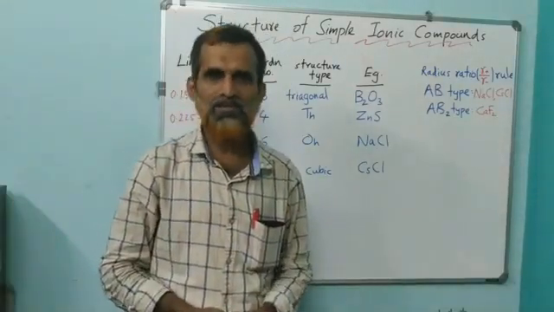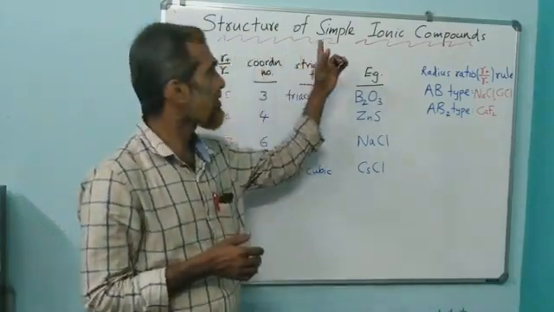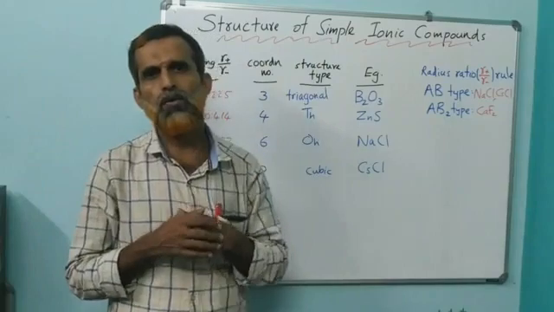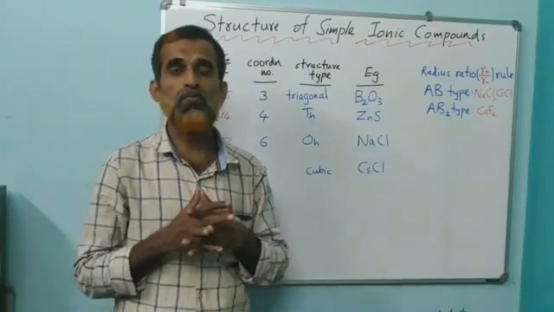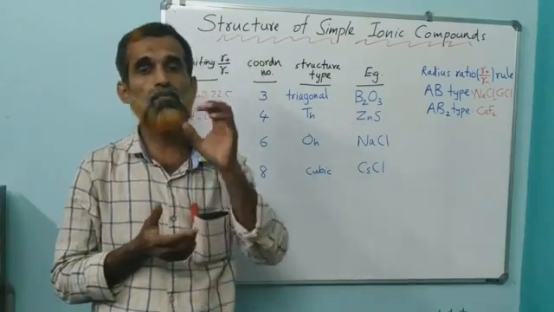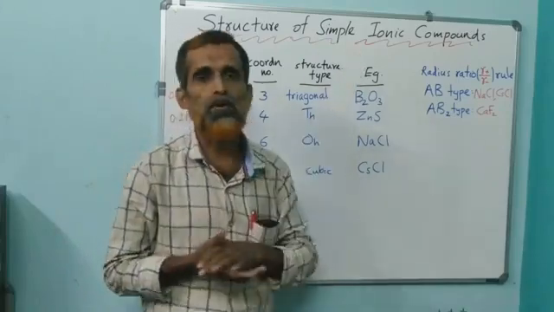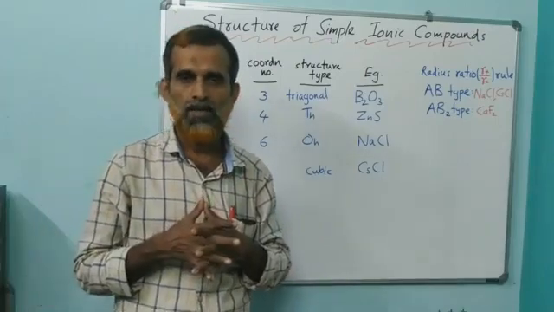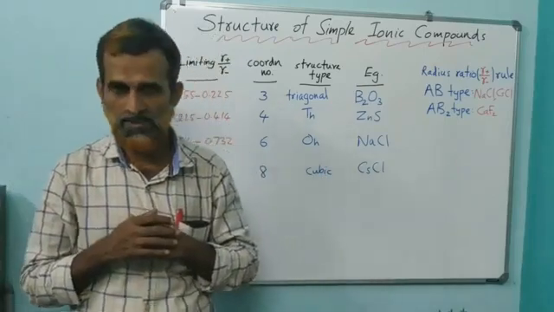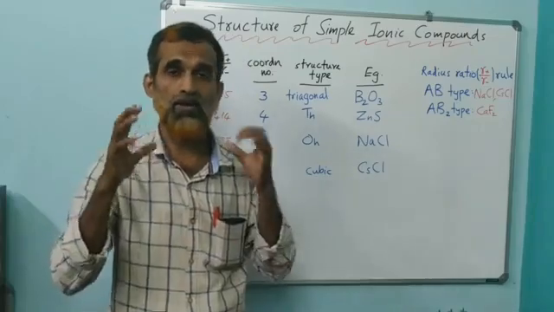Welcome, dear students. In today's class we discuss structure of simple ionic compounds or ionic crystals. In the previous video we learned about the structure of metallic crystals in which there is only one type of constituent particle. But when it comes to ionic compounds, the difficulty is that there are at least two different types of particles. That means anions and cations are there, which are having different size.